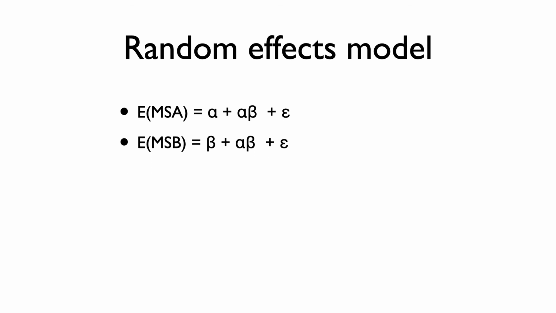So for a random effects model, if you've chosen all your levels of your two, let's say our two variables A and B, we've chosen them randomly. The expected value of mean squared A is alpha plus alpha beta plus epsilon. The expected value for mean squared B is beta plus alpha beta plus epsilon. Notice how the interaction is always in there now. Weird, right? The expected value for alpha beta, the interaction, is alpha beta plus epsilon. And the expected value for mean squared error is epsilon.